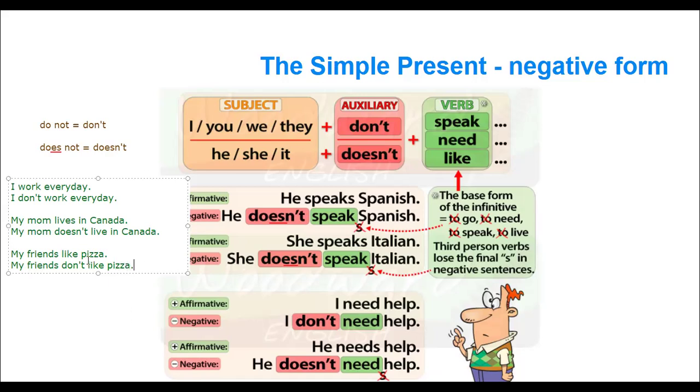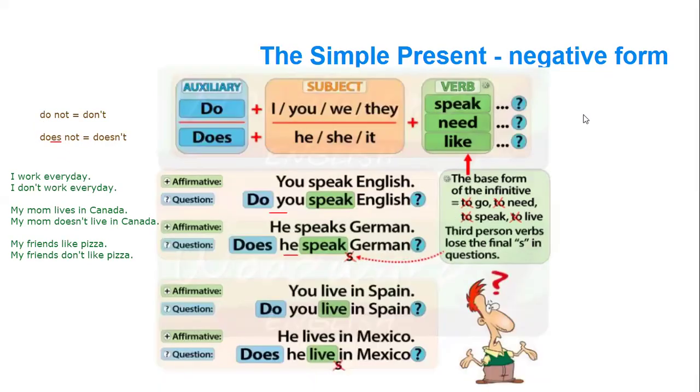Okay. Excellent job, right? We use the auxiliaries don't or doesn't. And then the verb in the base form, no letter S, nothing else, right? Is this clear, my friends? Yes, it's clear. All right, very good. So this is the simple present in negative form. All right, now that we talked about negatives, let's talk about questions, all right? Because basically it's the same thing.